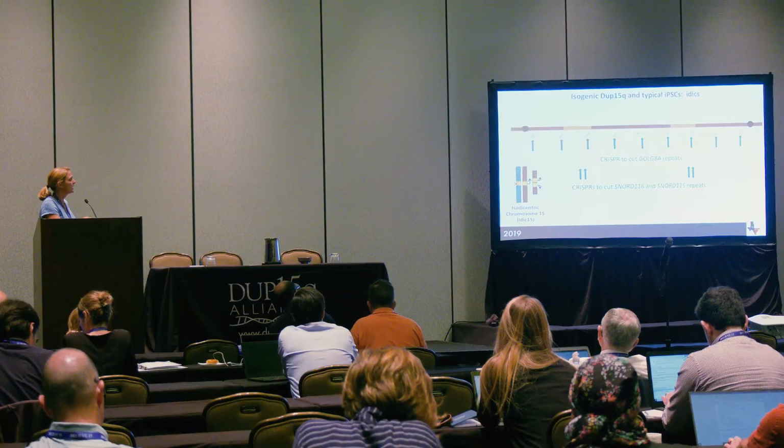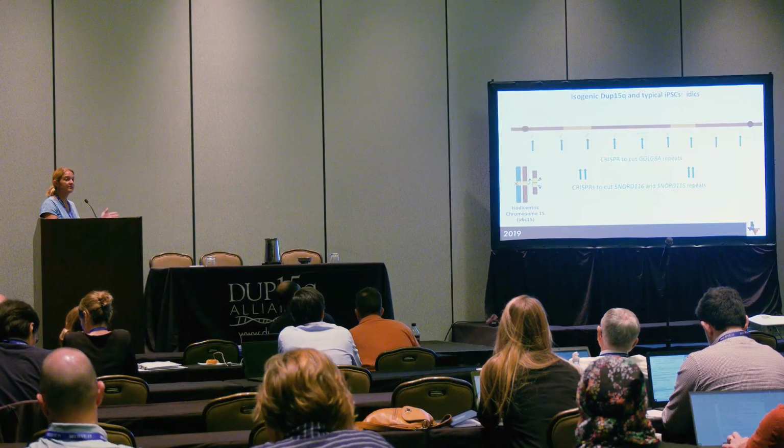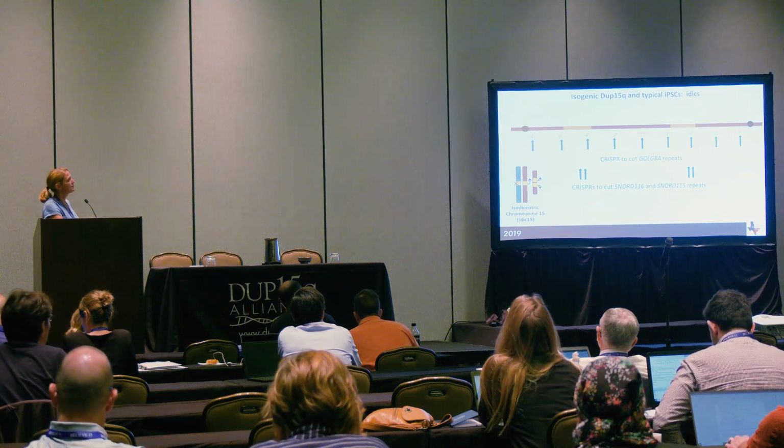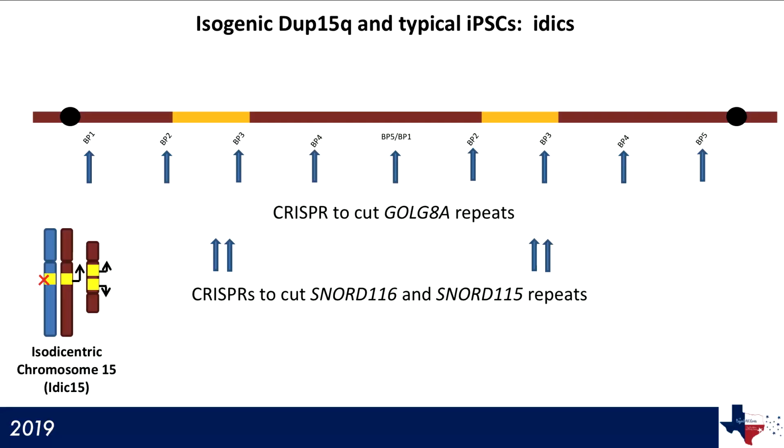And so in our case, we cut what we thought to be chromosome-specific repeats. The Golgi 8 repeats are present in each of the breakpoints. They're present multiple times, and so the CRISPR is cutting a lot. And then we also added CRISPRs to cut SNORD116 and SNORD115 because those are also repetitive. Our thought is that these are present in 2 copies on the IDEX chromosome compared to 1 copy on each of the parental chromosomes. And so maybe we're more likely to get the IDEX chromosome, or worst case scenario, it's just a numbers game.